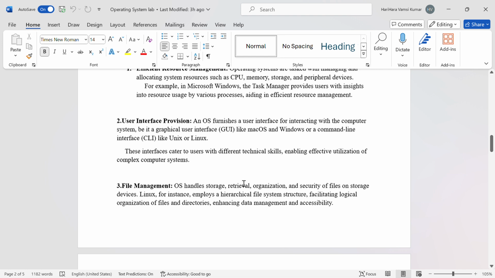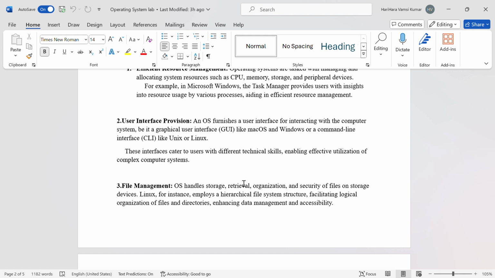An OS furnishes a user interface for interacting with the computer system, be it a graphical user interface like macOS or Windows, or a command line interface like Unix and Linux. These interfaces cater to users with different technical skills, enabling effective utilization of complex computer systems.